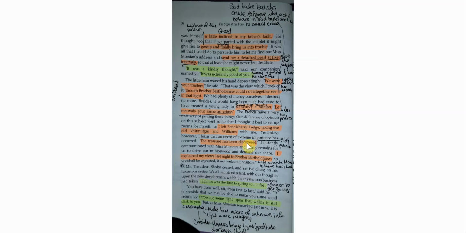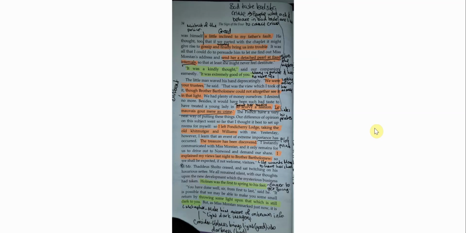Our difference of opinion on this subject went so far that I thought it best to set up rooms for myself, so I left Pondicherry Lodge, taking old Kit McGar and Williams with me. Yesterday, however, I learned that an event of extreme importance has occurred. The treasure has been discovered. I instantly communicated with Miss Morstan, and it only remains for us to drive out to Norwood and demand our share. I explained my views last night to brother Bartholomew, so we shall be expected, if not welcome visitors. Mr. Thaddeus Sholto ceased and sat twitching on his luxurious settee.